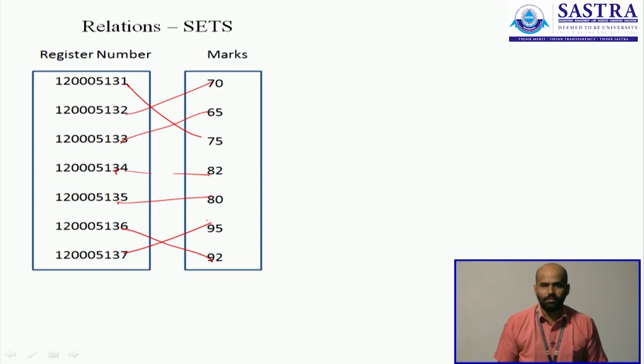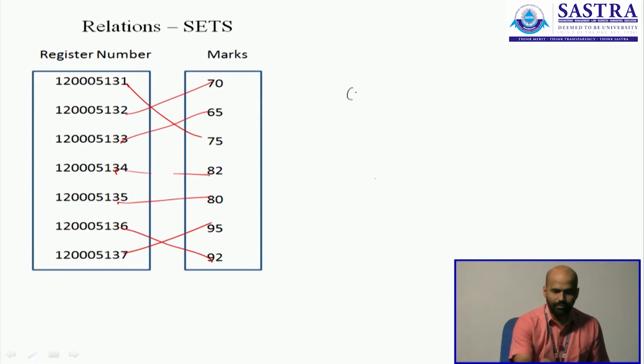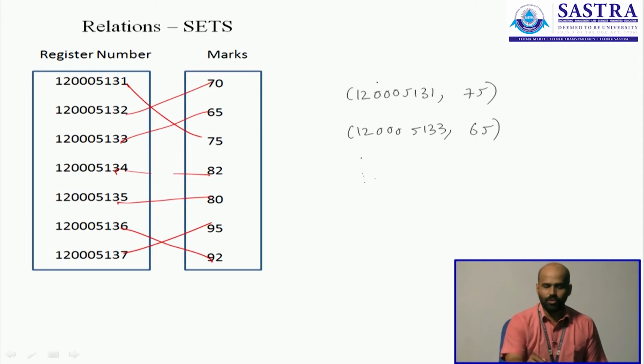We are forming a connection between two different sets when we assign these as pairs. We have these pairs here, we have to 75, to 65 and so on. So for every element on the left of this ordered pair we have assigned 1 element on the right of the ordered pair. The element on the left comes from the set of register numbers and the element on the right comes from the set of all marks scored. So these form an ordered pair which relates the set of all register numbers and the set of all marks scored.